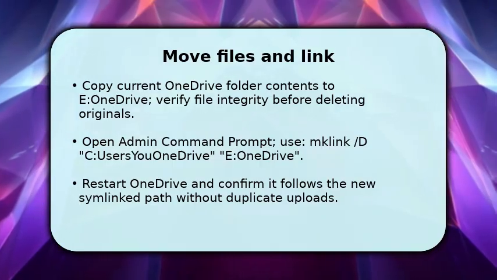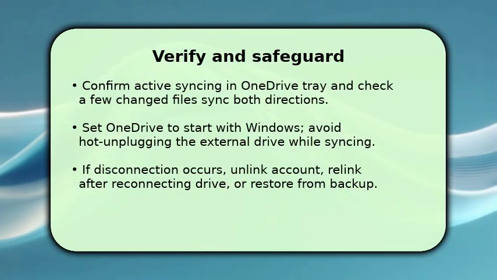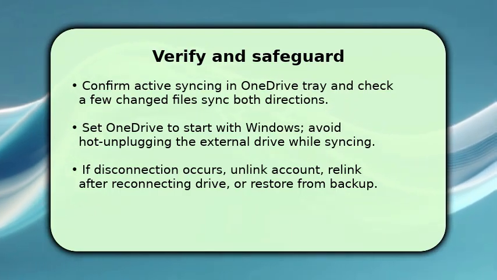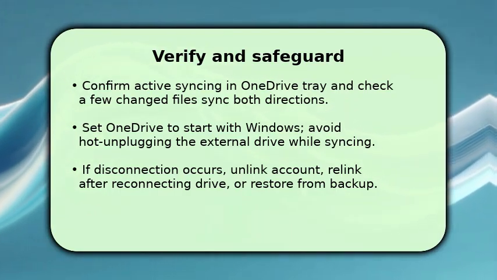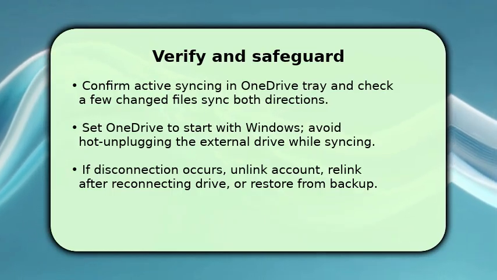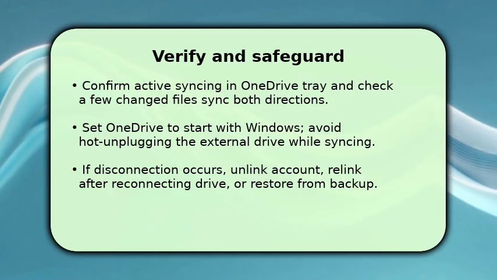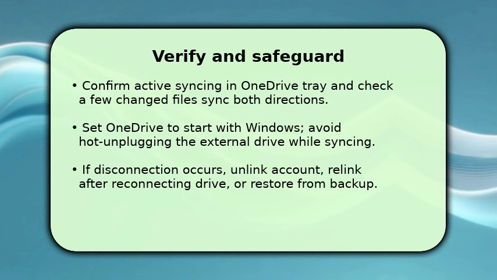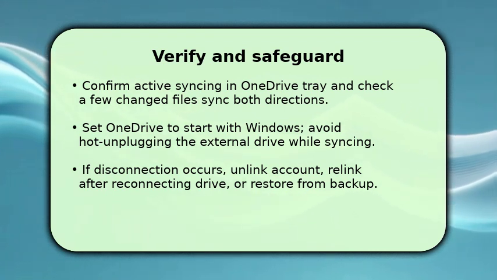Make sure OneDrive is set to start with Windows so the link is always active, and never unplug the external drive while syncing. That causes conflicts and placeholder rebuilds. If something goes wrong, pause sync, reconnect the drive, and if necessary, unlink and relink your OneDrive account so the client reestablishes the symlink path. This usually resolves broken syncs without data loss.